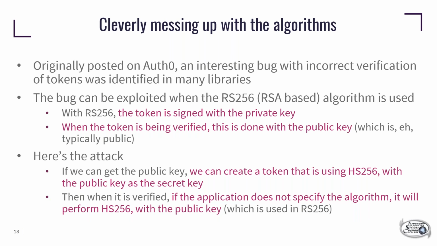So besides this, there are two more categories of vulnerabilities that are typically exploited with JSON Web Tokens, and the one I really, really like was originally posted on the Auth0 website. This is an interesting bug in incorrect verification of tokens that was actually identified in many libraries, and there are still some libraries that are vulnerable to this particular vulnerability.